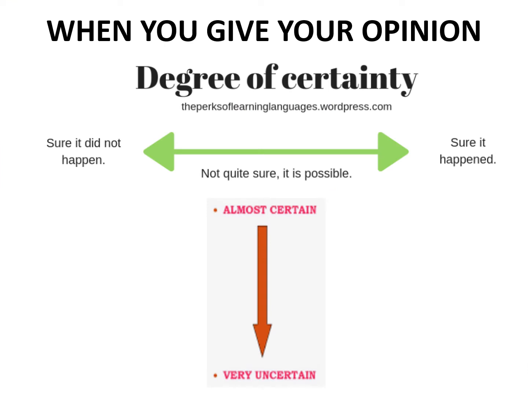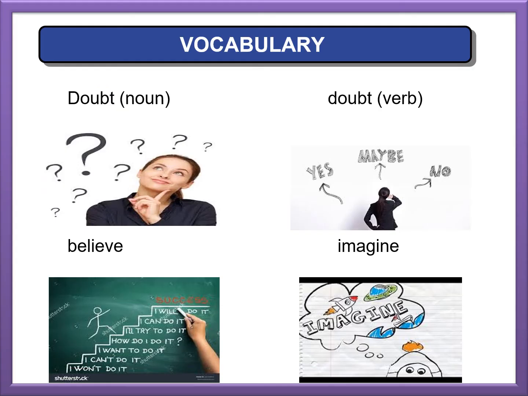Those words are used to give your opinion. And those words show a certain degree of possibility or certainty or uncertainty. When you are sure that something happened, or if you are not sure that something happened, almost certain or very uncertain. Let's start. Doubt. Doubt can be used as a noun, like in this case, or a verb.